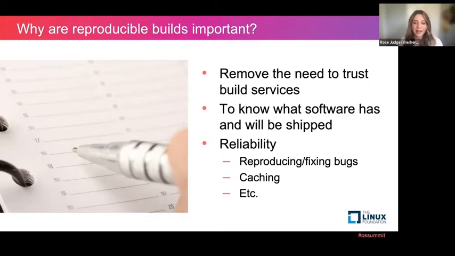And when I say all this out loud, it sounds obvious, like, great, I'll run the same steps with my source code, I'll have a reproducible build, and I get all these benefits. But what do we really mean when we say reproducible?